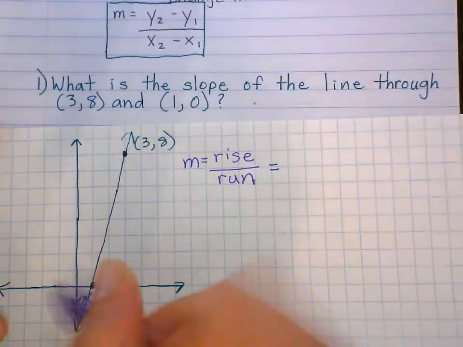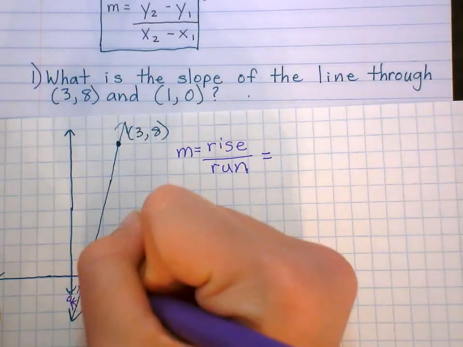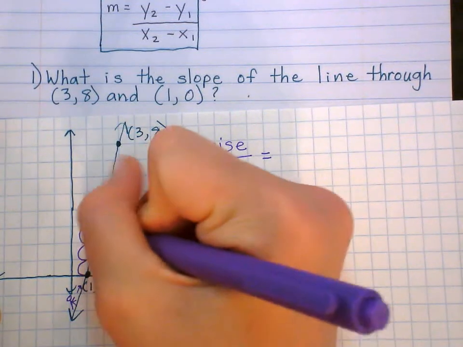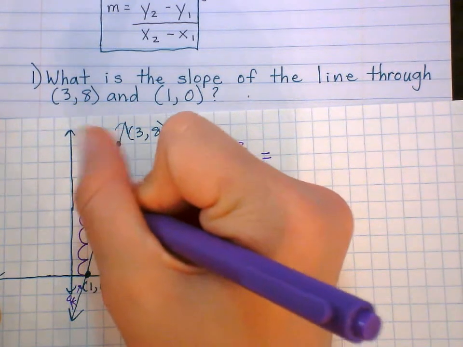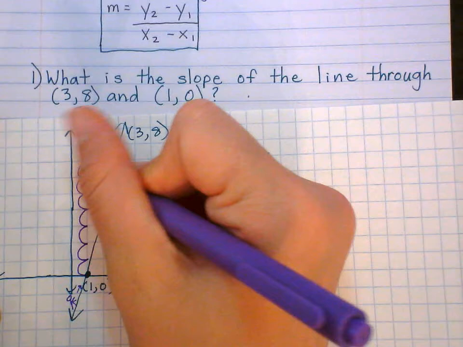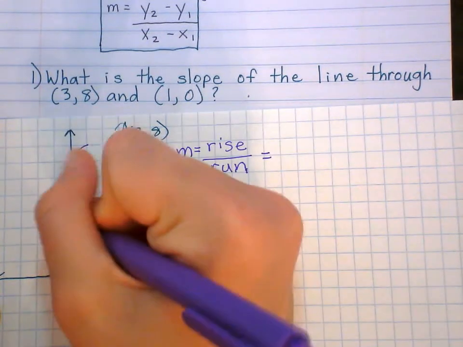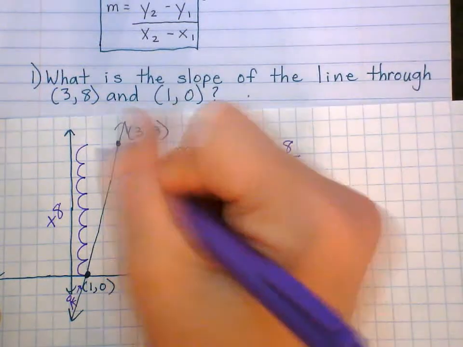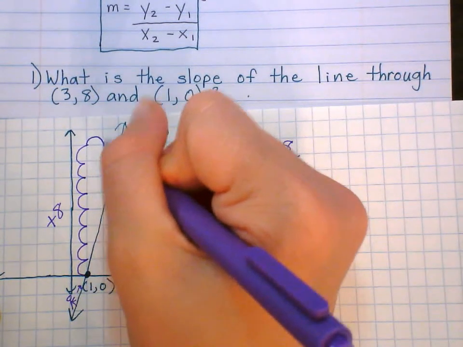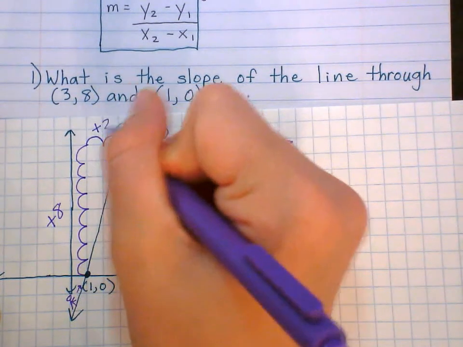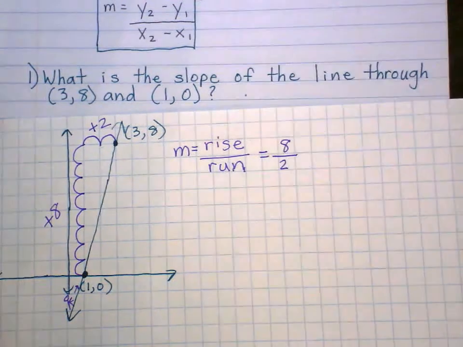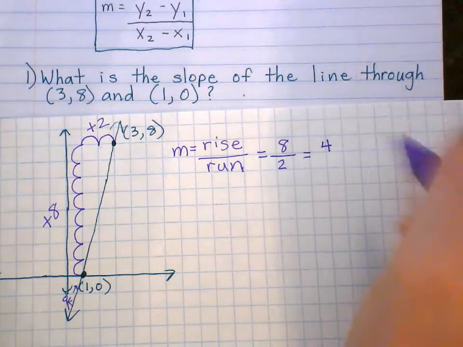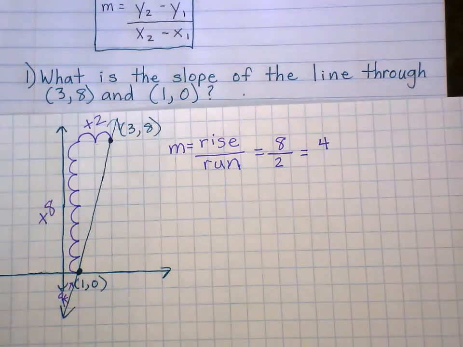Then, left to right, let's start with the left point. We go up 1, 2, 3, 4, 5, 6, 7, 8. So I rose 8. And then I ran sideways, 1, 2, to the right, positive 2. So 8 over 2 is my slope. Well, 8 divided by 2 is 4. You could do that, but that's very time consuming.